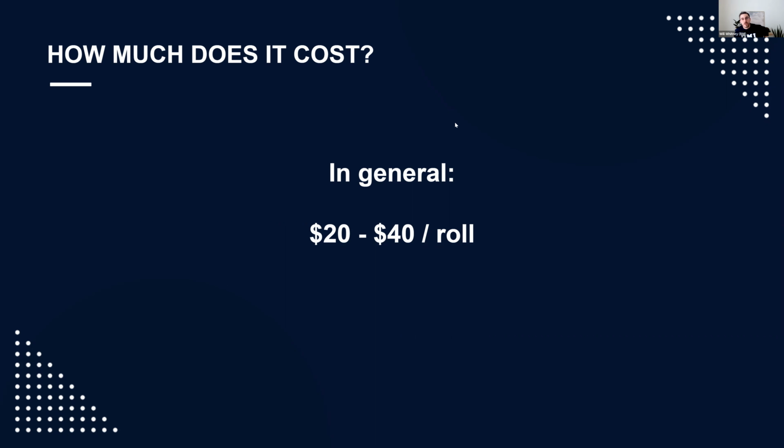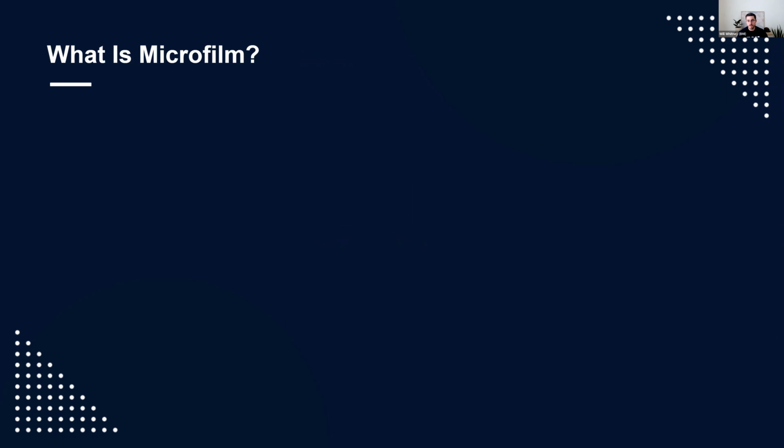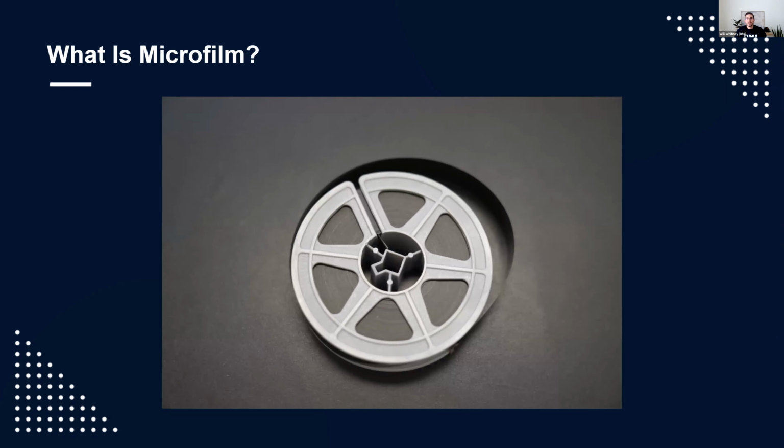And the 9 factors that we're going to go into will kind of push the range of this either towards the lower end, towards the higher end, below that number, above that number. But if you just have a collection of rolls, you can figure you're probably going to be somewhere in that range. Now, what's microfilm?